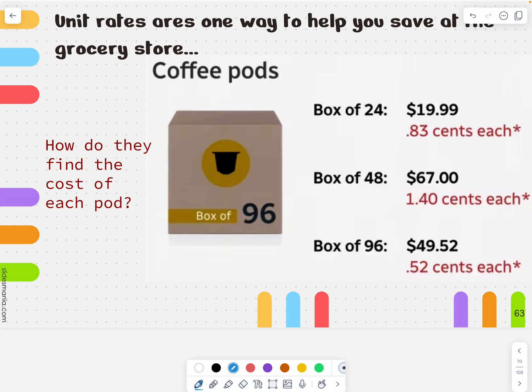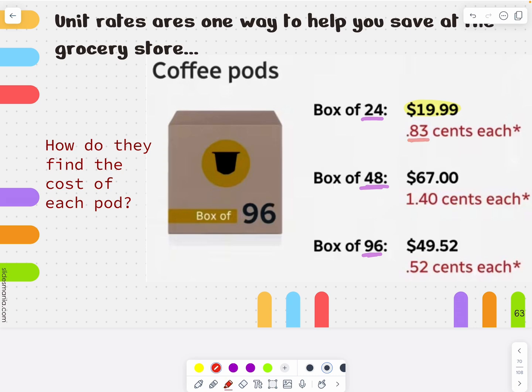When you go to the grocery store, you can see there's different sizes of coffee pods. You've got maybe the smaller boxes with 24, medium boxes with 48, and a large box with 96. And the question becomes, what's the best deal? If you look at the price of the box of 24, it's $19.99. So it looks like it's the cheapest, right? In terms of overall price, it is the cheapest price, but what would the price per coffee end up being?